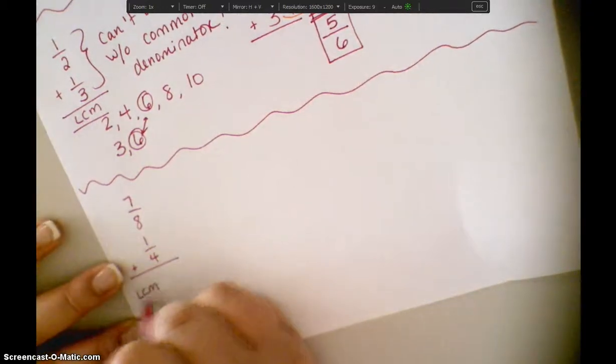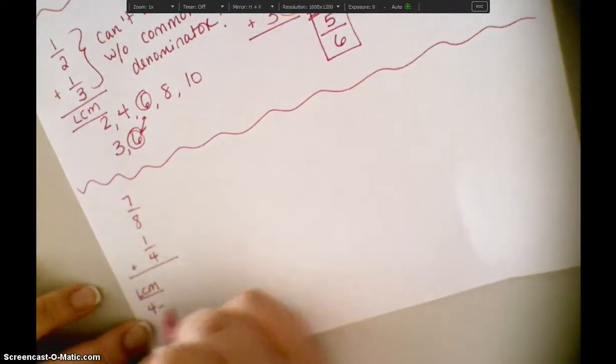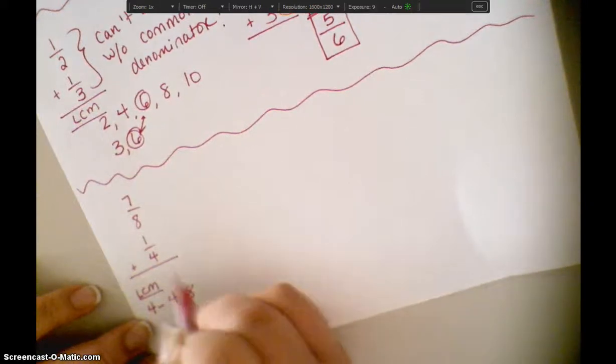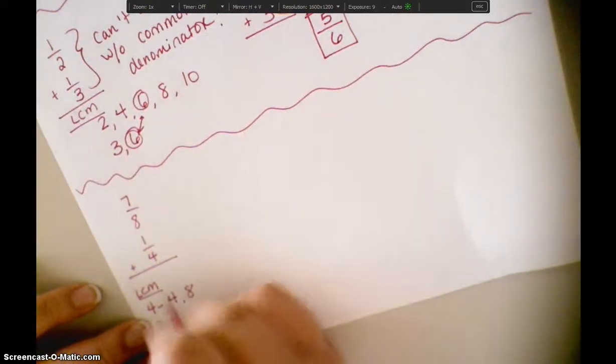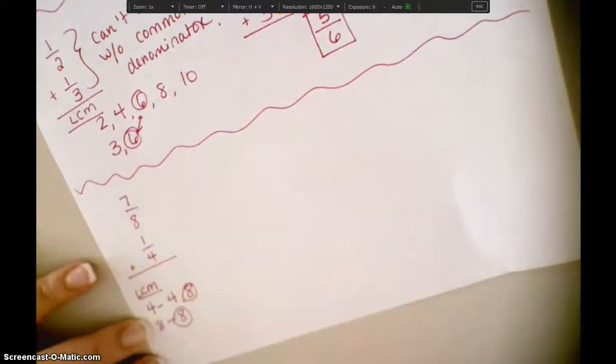Alright, and the best way, again, to find your common denominator is to do your least common multiple. And this one's pretty easy. So my least common multiples of 4 are going to be 4 and then 8. With 8, the first one's going to be 8, so that's going to be my least common multiple.